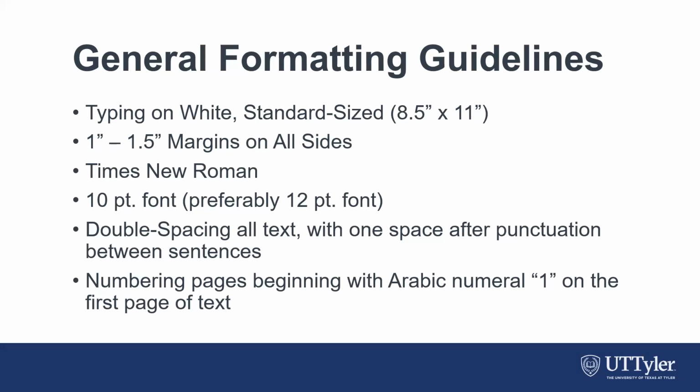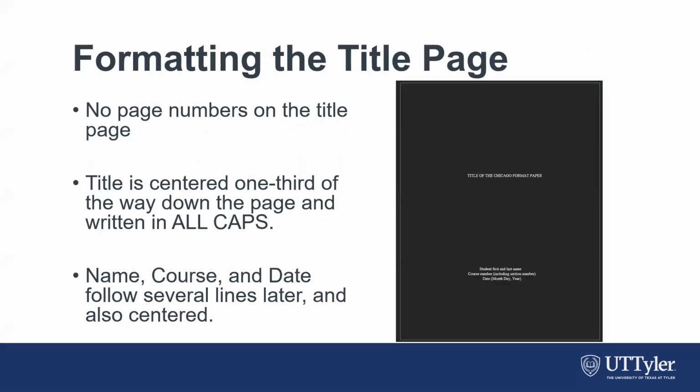Numbering the pages begins with the numeral 1 on the first page of the text. A question that I often get about Chicago style is, where do you put the first page number? And it's never the title page. It's always the first page of wherever your paper starts, which I'll show everyone in a minute. This is an example in this picture of a standard Chicago style title page.